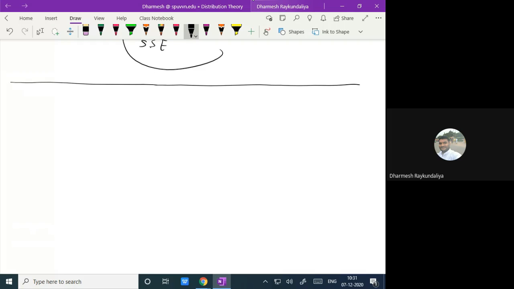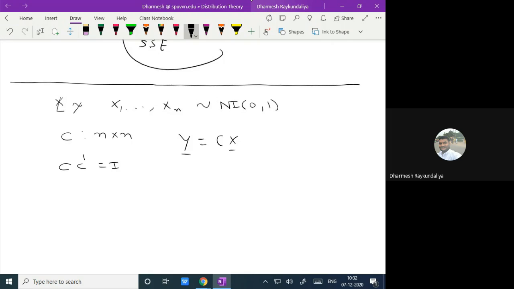In an orthogonal transformation, we say that if C is an orthogonal matrix and X follows the multivariate normal, or you can say that x1, x2, ..., xn are IID normal with mean 0 and variance 1, then if C is an orthogonal matrix of order n cross n, and you write y = Cx as a linear transformation such that CC transpose is equal to identity, then we know the property that y1, y2, ..., yn are also IID normal 0, 1.